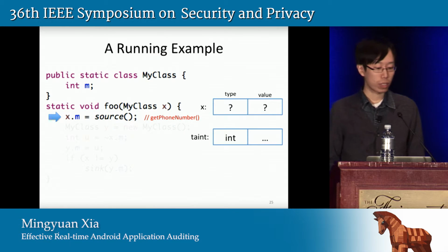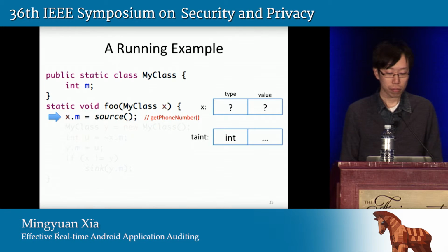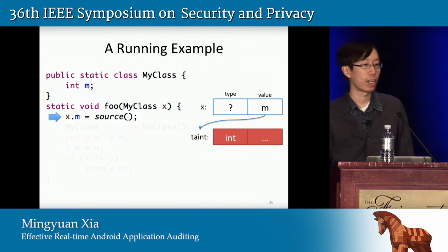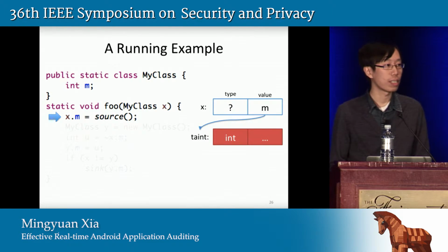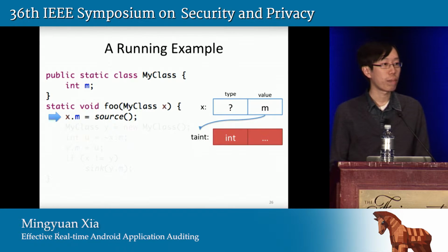Then we come to the first line, the source API, which can be something like getPhoneNumber. It returns your sensitive data, the integer of your phone number. And we taint it, like a dynamic taint analysis. It's a tainted object containing your sensitive data. It's assigned to x.m, so m now points to this tainted object.